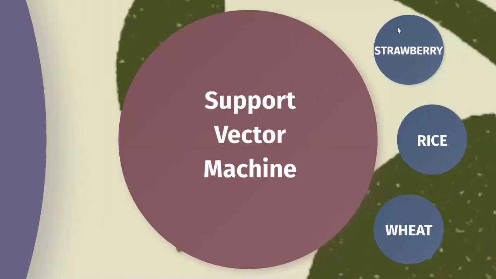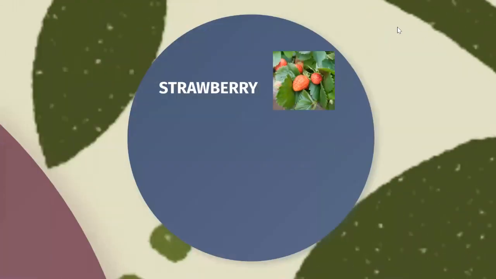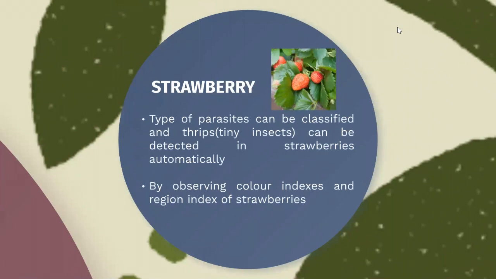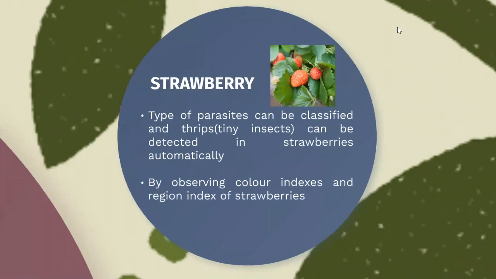The next one is support vector machine. These models can help in detection of strawberry. Types of parasites can be classified and ticks, which are tiny insects, can be detected in strawberries automatically. This can be done by observing color indexes and region index of strawberries.